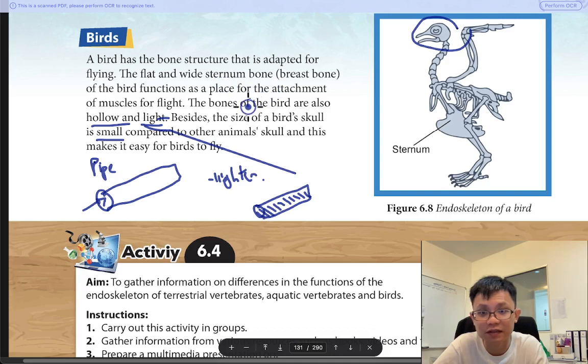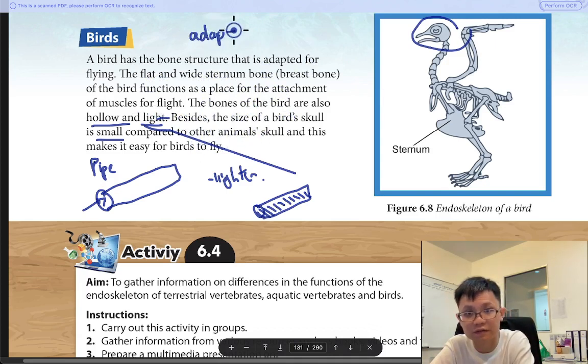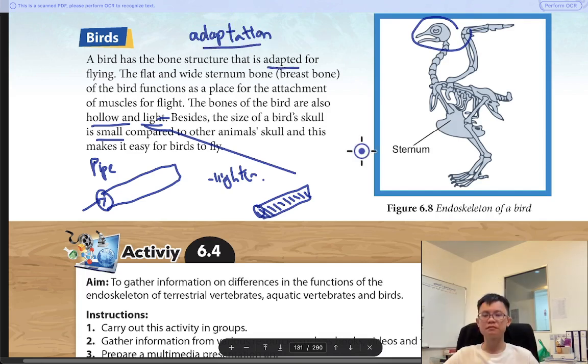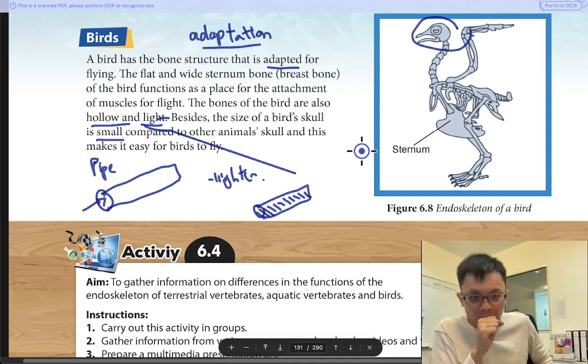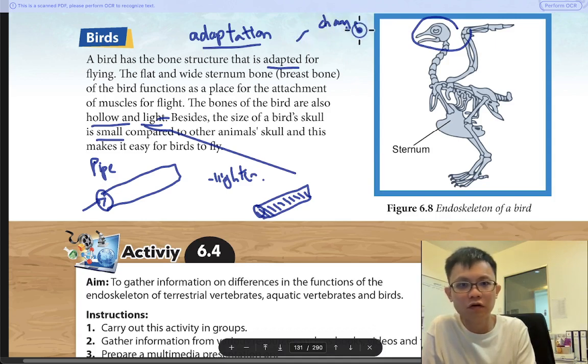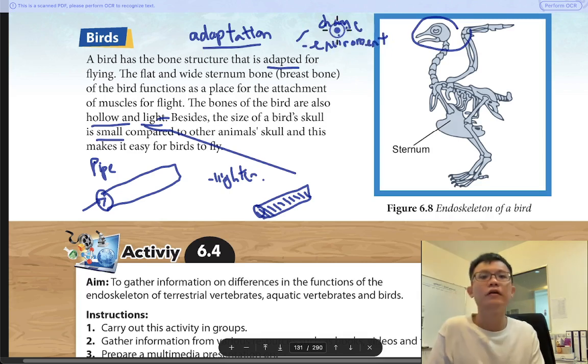Adaptation, you need to know this word. Adaptation is how you adapt to the environment. If you know the word adaptation, it means the process of changing to suit different conditions. You need to change in order to get used to the environment. That is called adaptation.